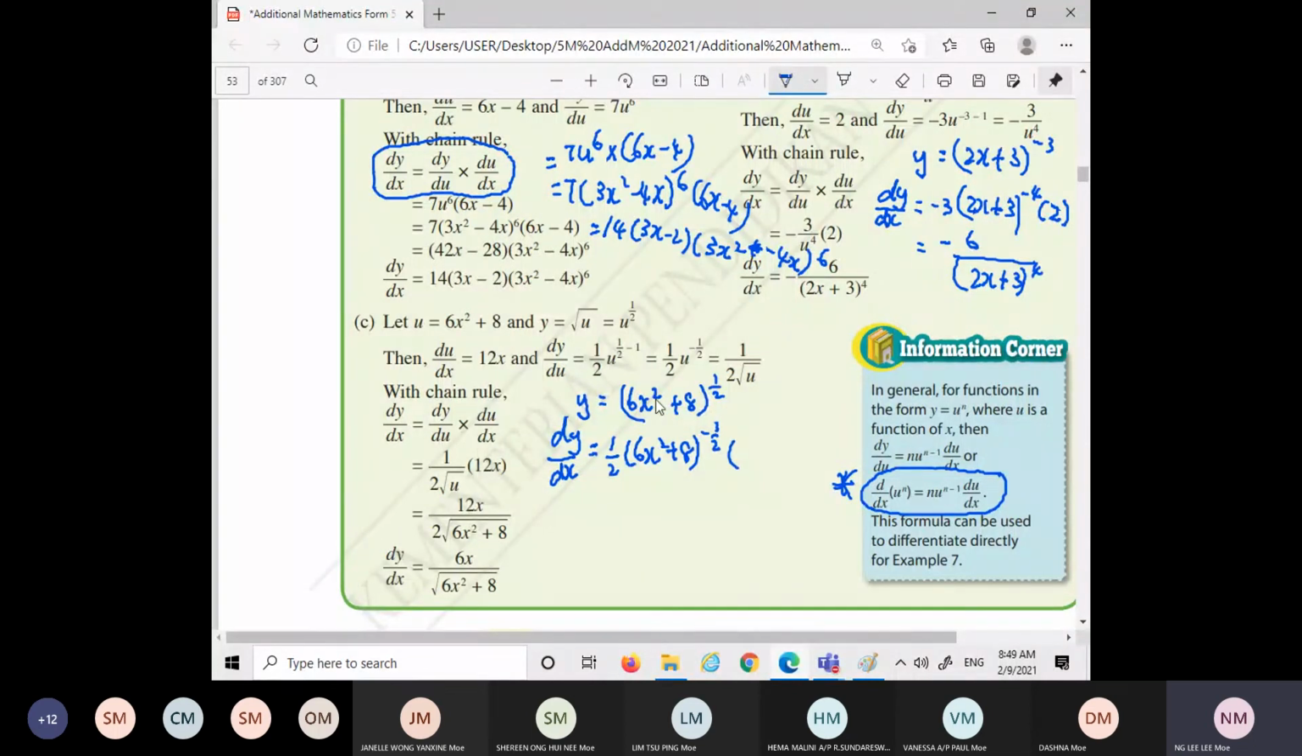You differentiate 6x squared, you get 6 times 2, 12x. You differentiate 8, you get 0. So that's all. Then simplify. 12 over 2 gives 6x. The negative power goes to the bottom, and the power is half, so I draw out the square root, 6x squared plus 8. Compare the answer. Right? So, anything to ask?